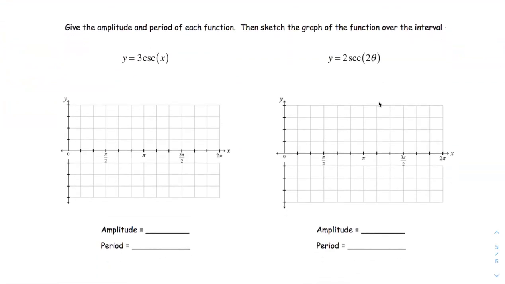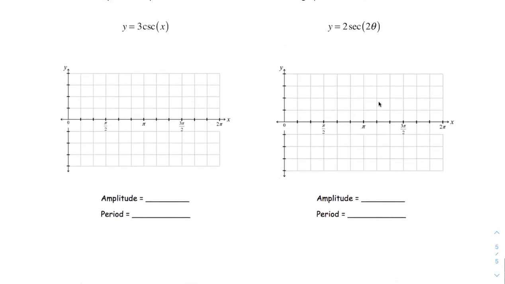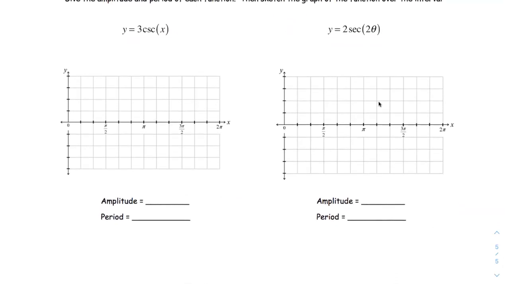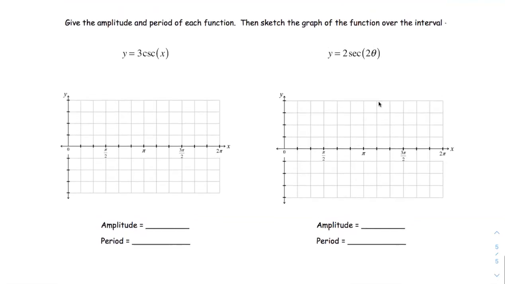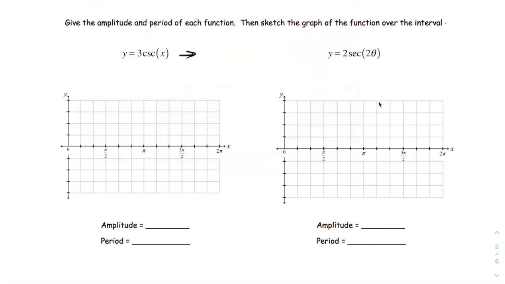Now we're going to graph secant and cosecant and finish up our lecture here. Graphing secant and cosecant is actually super easy. All you've got to do is give sine and cosine a little makeover, basically. So I'm going to do that first. We're going to graph y equals 3 cosecant x, the reciprocal of sine, so we start with 3 sine x. That's what we're going to graph here.